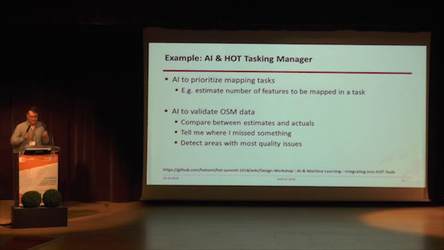And of course, we had this validation aspect already again, so we could then also compare between what has been estimated by the machine and what has been actually mapped by the volunteer, and try to use that as a proxy for how complete the mapping has been done by the volunteer. Tell me where I've missed something, or for the next step, also detect the areas with the most quality issues, so that we can tackle them with more experienced volunteers, or try to address it in our workflow, or give better training to the people.